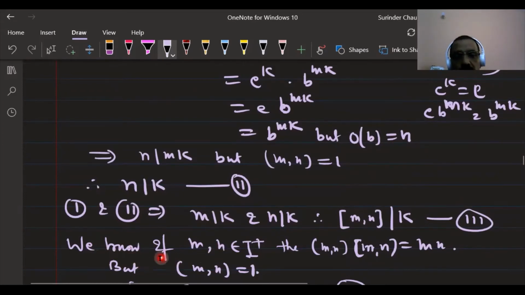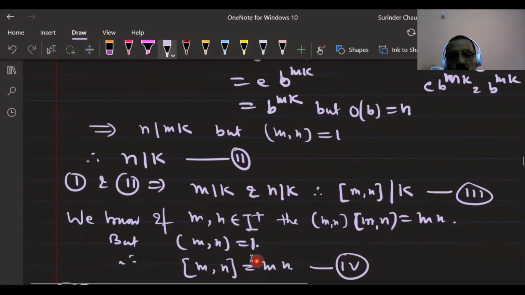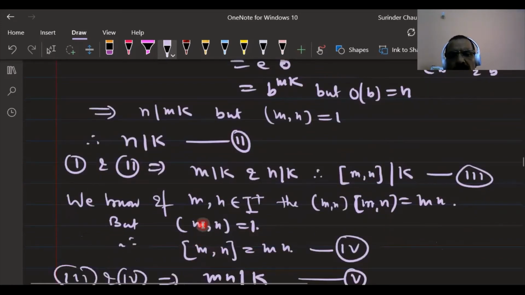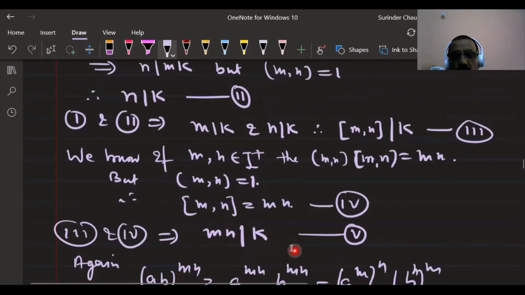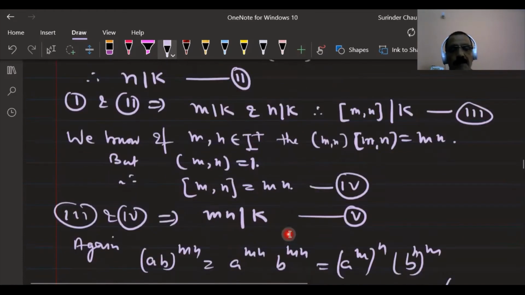We know that if we have two positive integers, then HCF times LCM of the two numbers is equal to their product. But the HCF of two relatively prime numbers is equal to 1. So substituting 1 here, the LCM of numbers which are relatively prime is equal to their product. So the third and fourth imply m times n divides k.